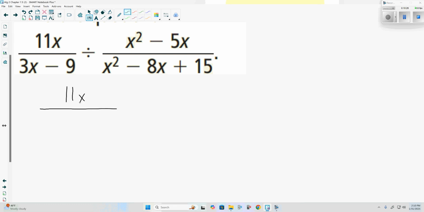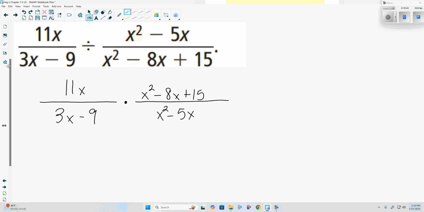Keep, change, flip. We're going to keep the first rational expression the same. We're going to change it from division to multiplication and then flip the second. Keep, change, flip.